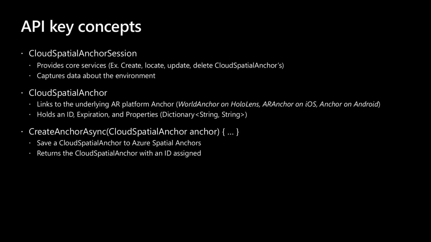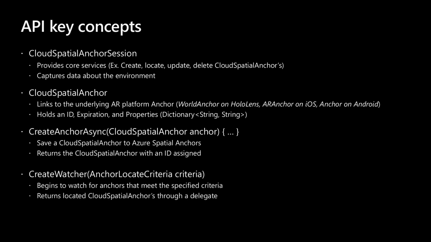When you're ready to locate anchors, we're going to use the concept of a watcher. A watcher is something that looks for anchors that meet the specified criteria. I promise I'll tell you what criteria are in a second. But when they find anchors that meet the specified criteria, you'll get back those objects through a delegate or a callback.